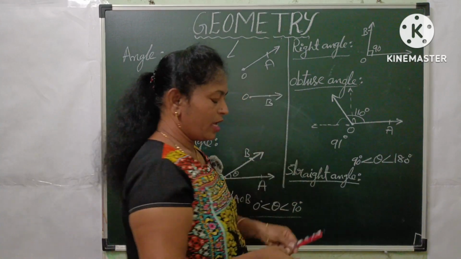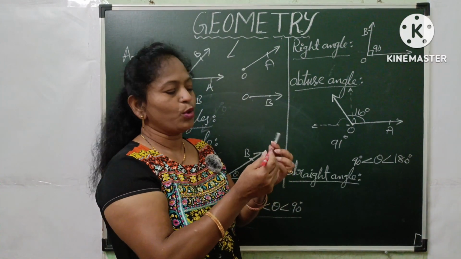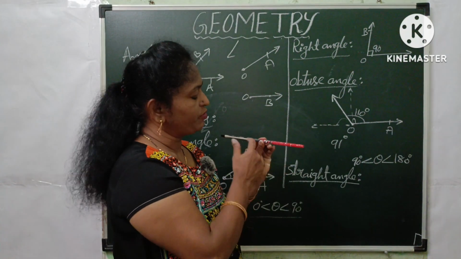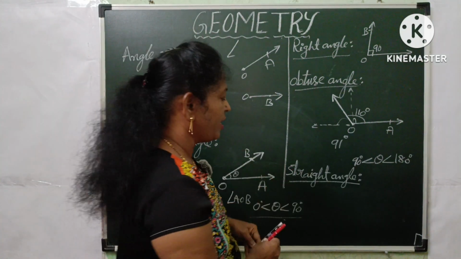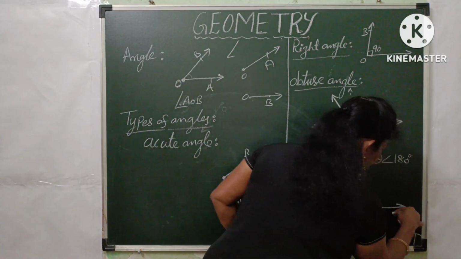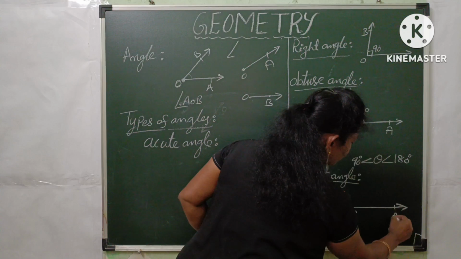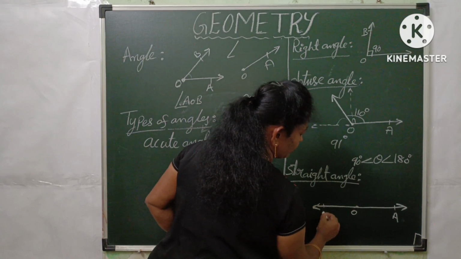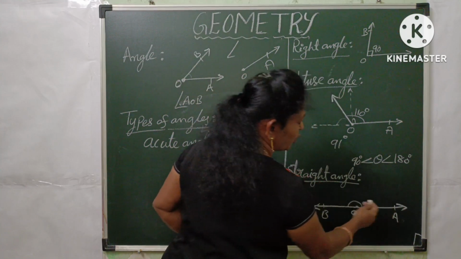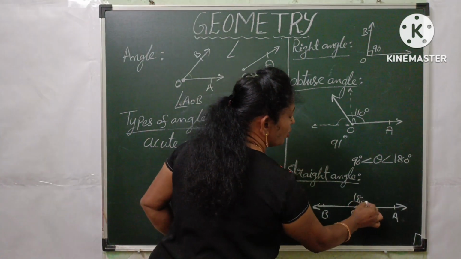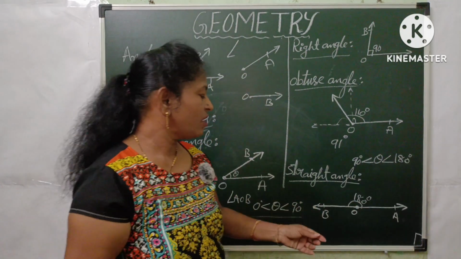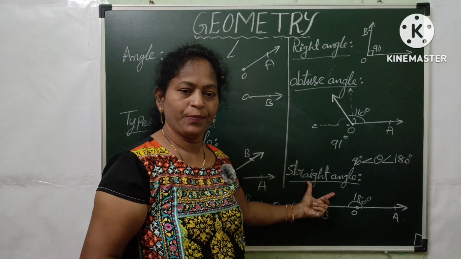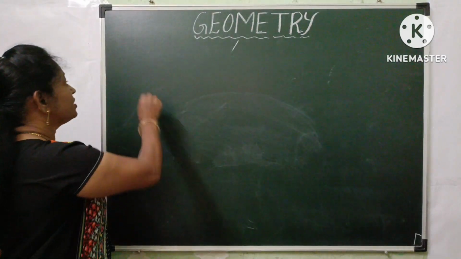Straight angle. Straight angle means the initial ray and the terminal ray are in opposite directions. Both are in opposite directions, then it forms a straight angle of 180 degrees. So the measure of the angle exactly 180 degrees is called a straight angle. Okay. Next one is reflex angle.